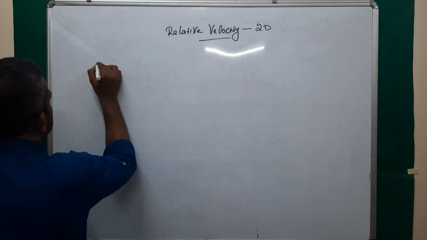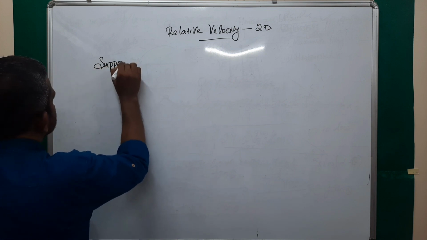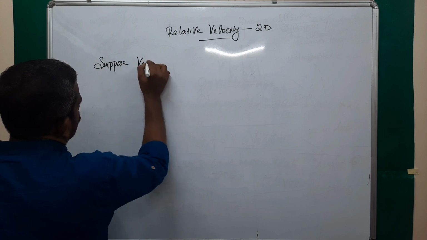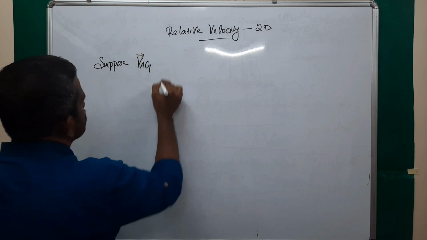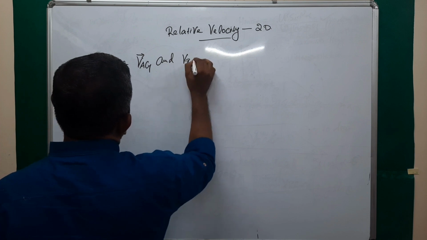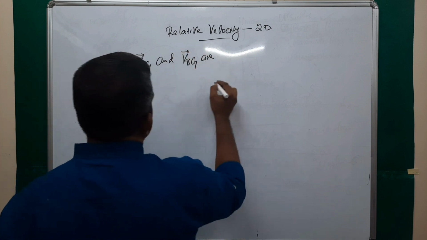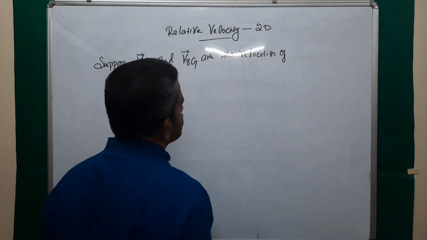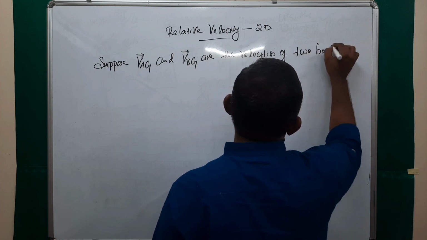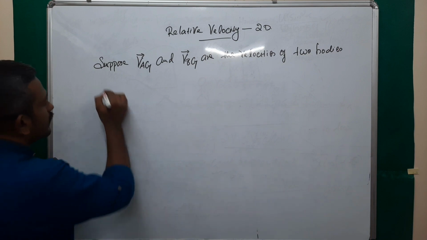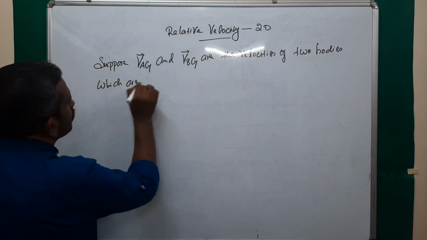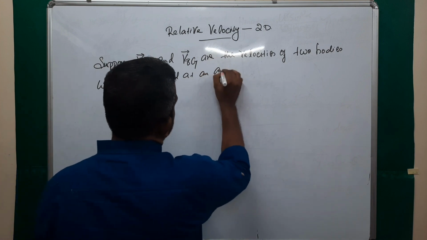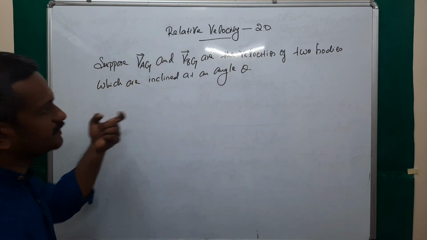Suppose VAG and VBG vectors are the velocities of two bodies, which are inclined at an angle theta. So in the initial case, the objects are moving in a straight line.